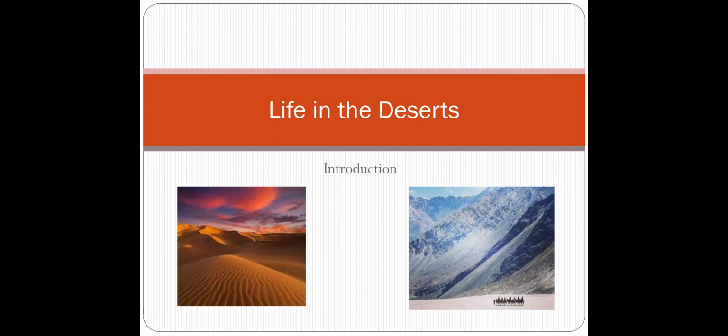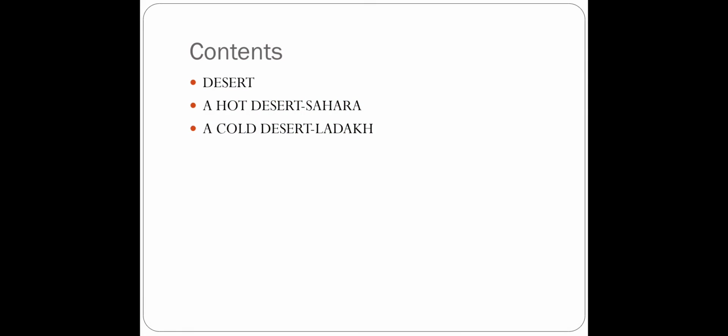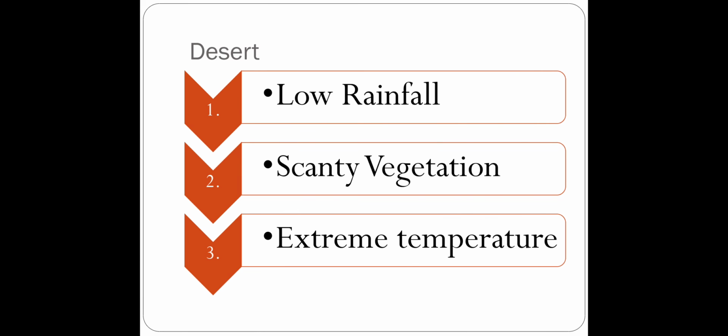We started a chapter Life in the Desert, where I first told you what is a desert. I told you that desert is a place which is characterized by low rainfall, scanty vegetation and extreme temperature. Now there are basically two types of desert, that is the hot desert and the cold desert. I have already told you that it is not necessary that desert is a place where you will only have extreme high temperature. It is a place where we will also have extreme low temperature.